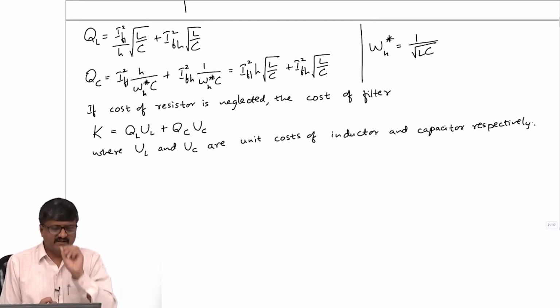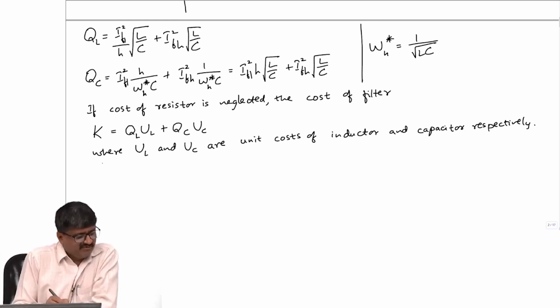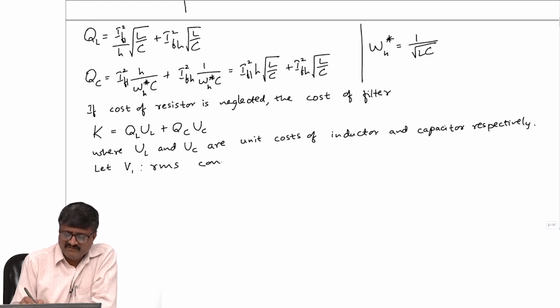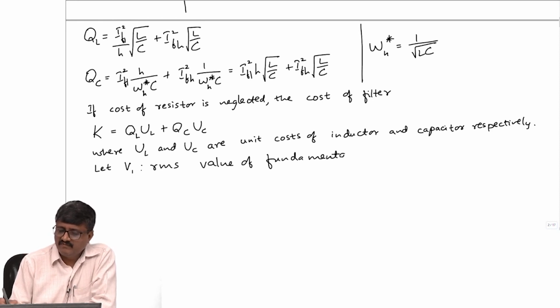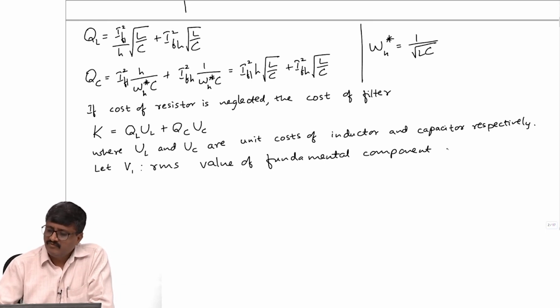So QL and QC are dependent on IF1 and IFH. Essentially we want L and C. Suppose V1 is the RMS value of the fundamental component of the voltage across the filter.